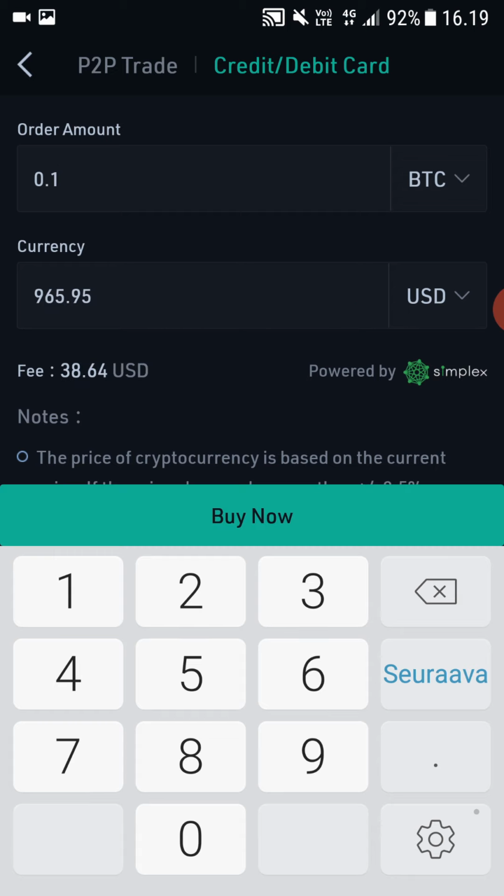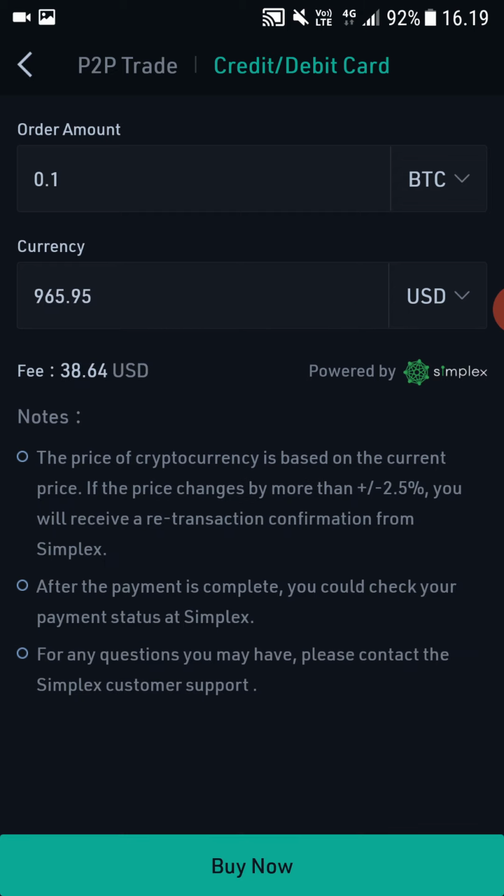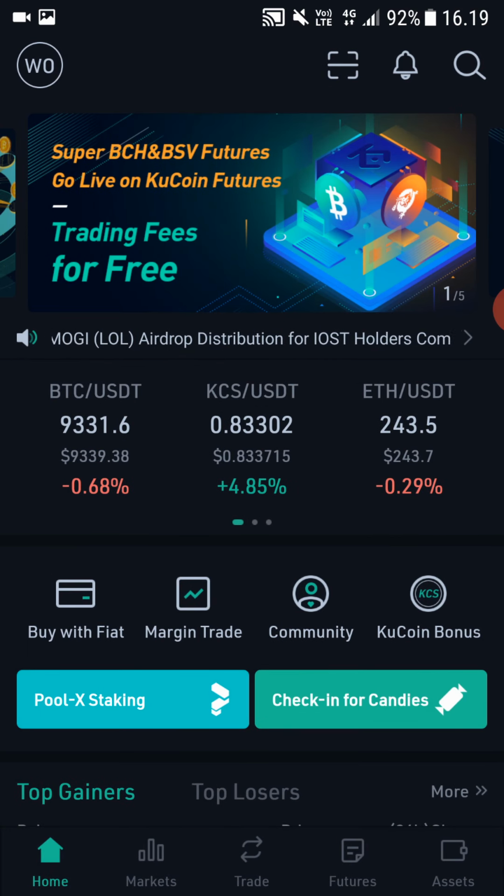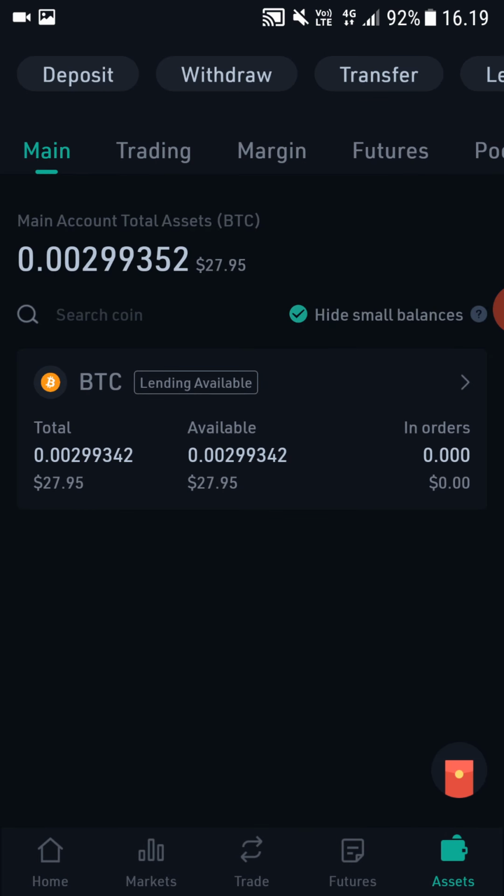I'm going to show you here. You can see that the button will blow up in red, green. So after you click buy now, the trade will execute, or your order will execute, and you will get Bitcoin. So after you have bought it, when you go back to your assets, boom, you can see your Bitcoin right here.